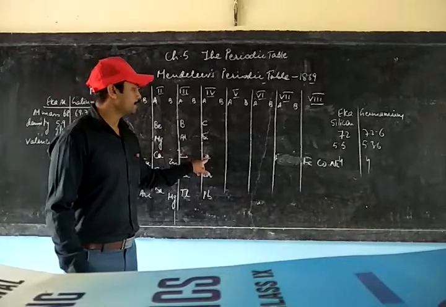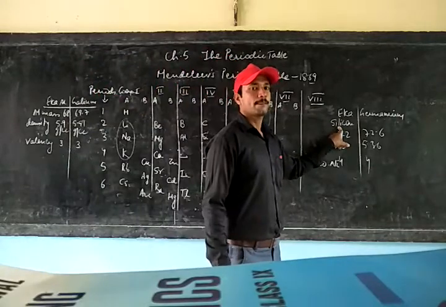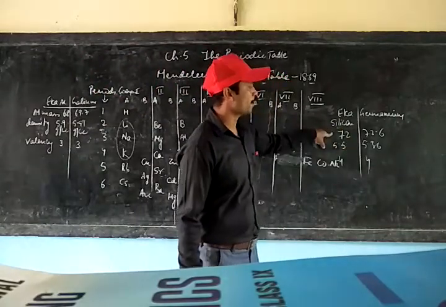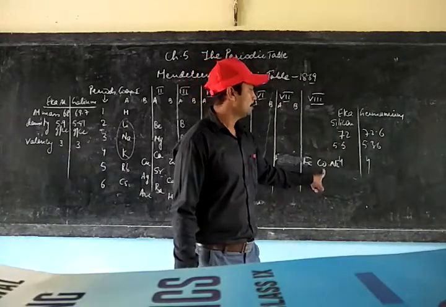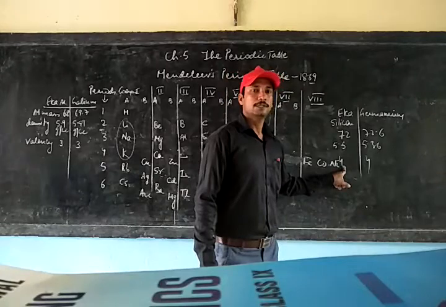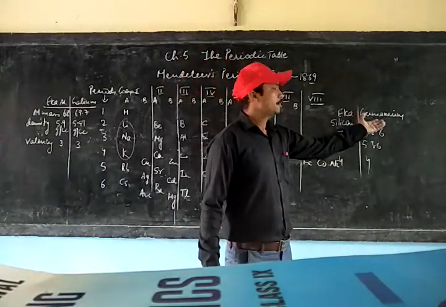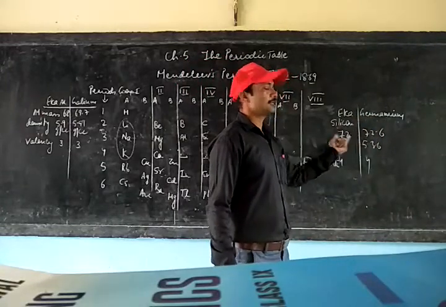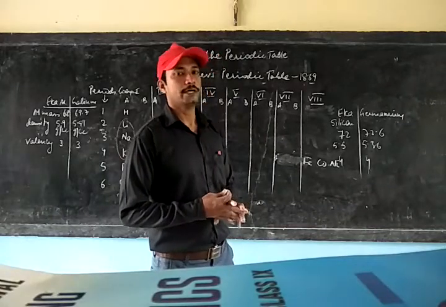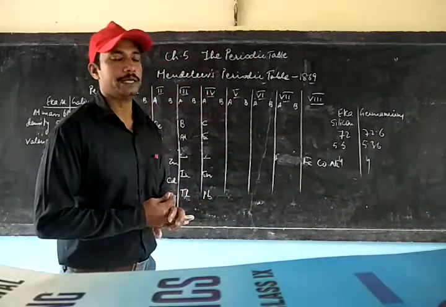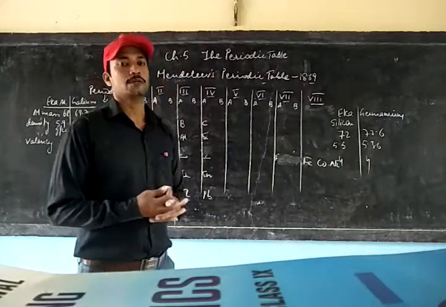Similarly, he gave the name Eka silicon to another element to be discovered, with properties like atomic mass 72, density 5.5 gram per centimeter cube, and valency 4. When this element was really discovered and named germanium, you can see the valency and properties are approximately the same. So this was a great achievement for Mendeleev, that he could predict the properties of elements which were not discovered at that time.